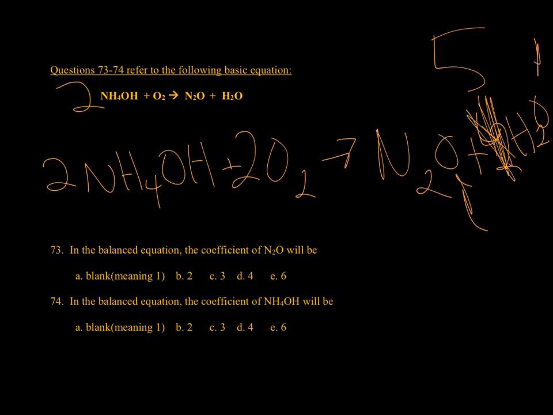Okay, so what is the coefficient of the N2O on the right? It's 1, or blank, meaning 1. And the ammonium hydroxide, the NH4OH, has a coefficient of 2 in the balanced equation.